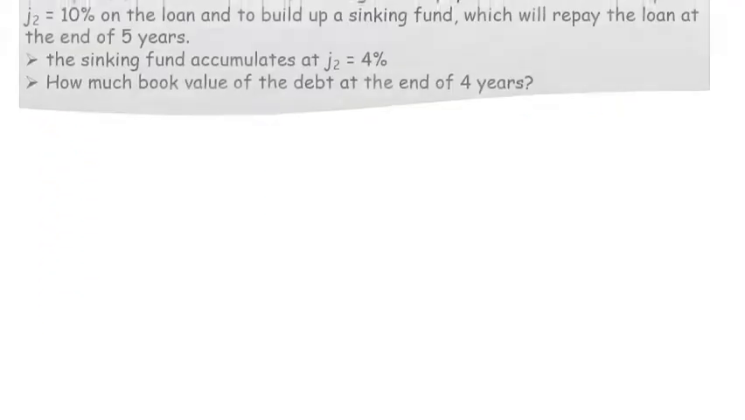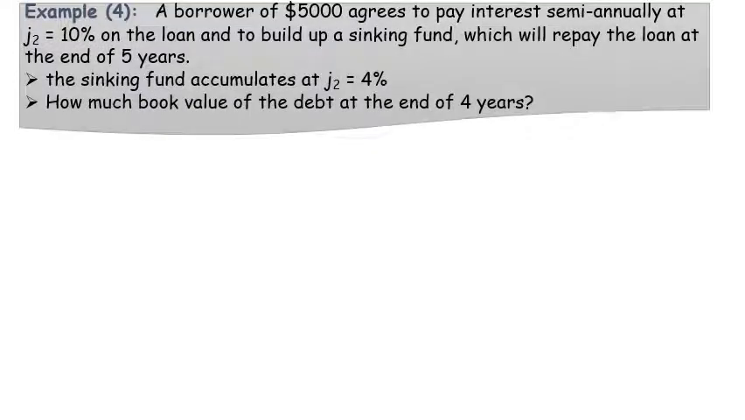Now a borrower who has a $5,000 loan agreed to pay interest semi-annually at an annual interest rate of 10%, compounding semi-annually on this loan, and to build up a sinking fund which will repay the loan at the end of 5 years. The sinking fund accumulates at 4%. The required is the book value of this debt at the end of 4 years. We want the outstanding balance of debt after 4 years.